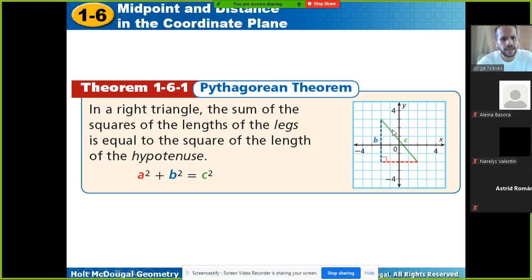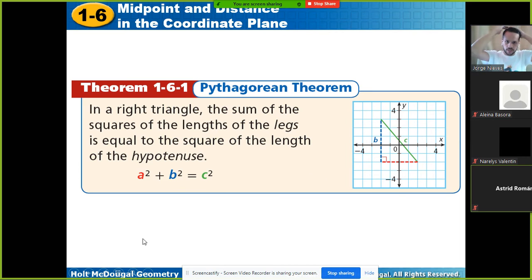¿Cuál usted ve que es el lado más largo del triángulo recto? What's the longest side? A, B or C? ¿Qué usted ve? C. So in a right triangle, the sum of the squares of the lengths of the legs is equal to the square of the length of the hypotenuse. So the Pythagorean theorem says that a squared plus b squared is equal to c squared.